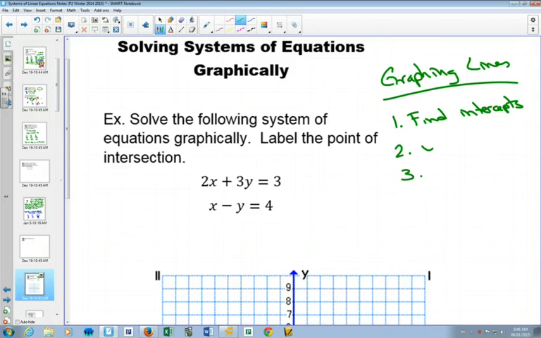Using the slope-intercept form, y equals mx plus b, because then you would have the y-intercept. And once you have a y-intercept, you could also find the slope and find another point that way. Good? And the last one that people always forget about, but which is very powerful, is a table of values.